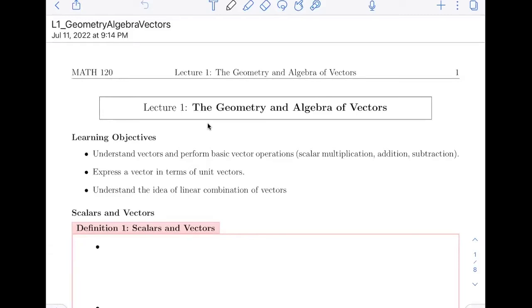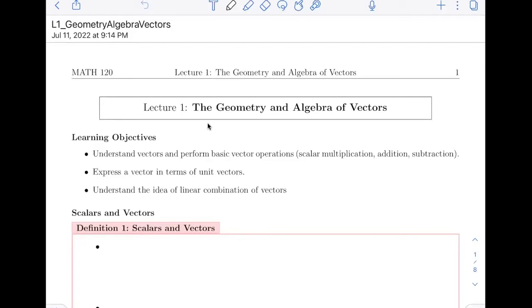The learning objectives for this lecture are that, hopefully, after this lecture you would be able to understand vectors and perform basic vector operations, which include scalar multiplications, vector additions, and vector subtractions. You should be able to express a vector in terms of unit vectors and understand the idea of linear combinations of vectors.